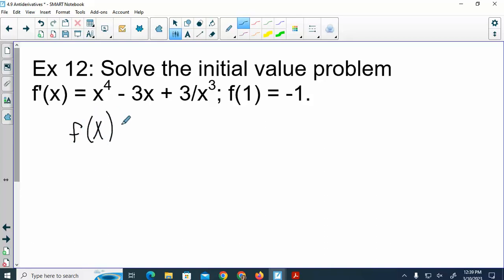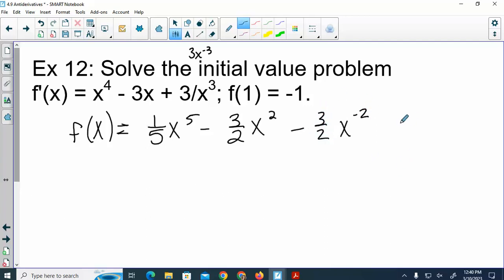Alright, what's the antiderivative of x to the 4th? 1/5 x to the 5th. Minus, what is the antiderivative of 3x? 3 over 2. 3 over x cubed. That's like 3x to the negative 3 power. So if you add 1 to your power, that's negative 2. So it's minus 3 over 2. Let's see. How do we find c?